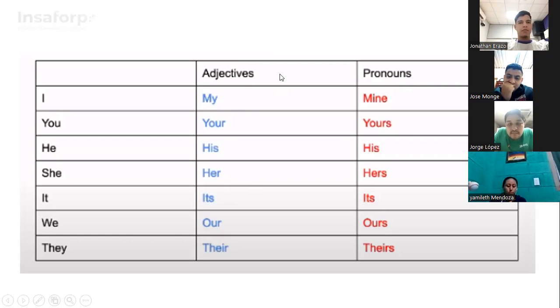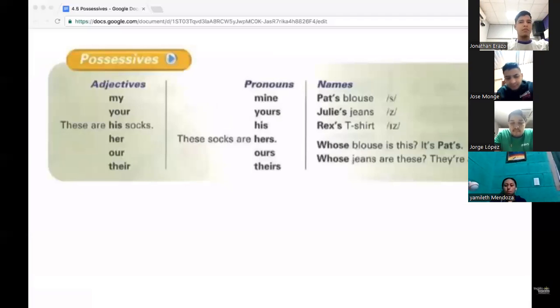So, let's see. But first of all, los adjectives pronouns, chicos, eran para decir posesión de un objeto, right? Por ejemplo, decíamos, my cell phone, mi celular, right? Your computer, tu computador, right? But this one, guys, they are used exactly for the same. Son casi usados para el mismo, okay? El mismo propósito. So, let's see.